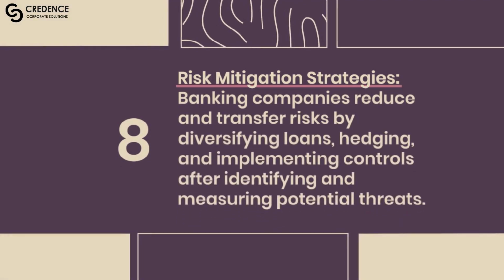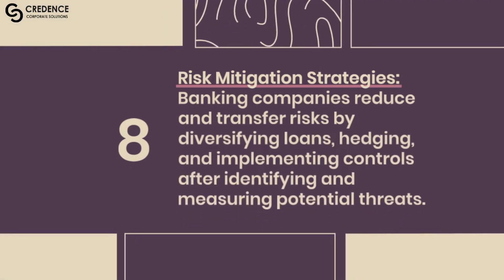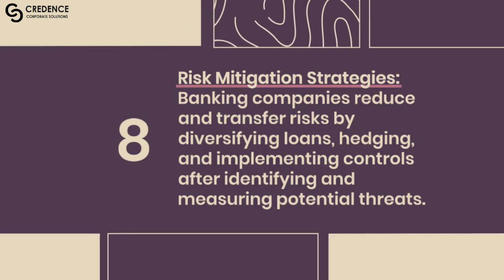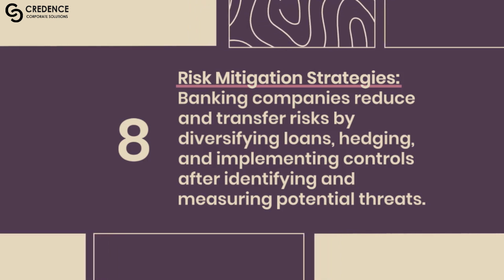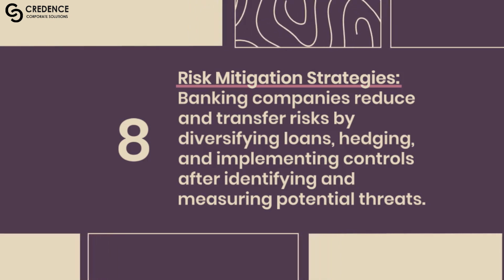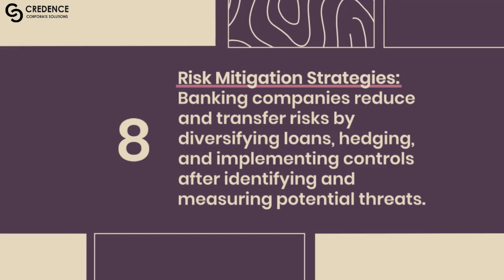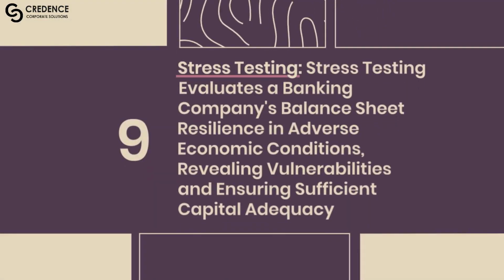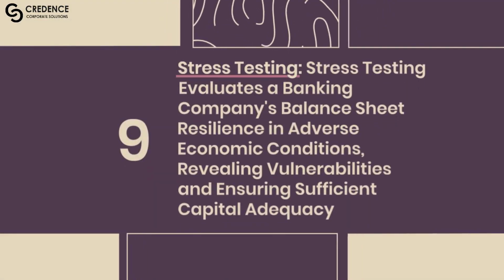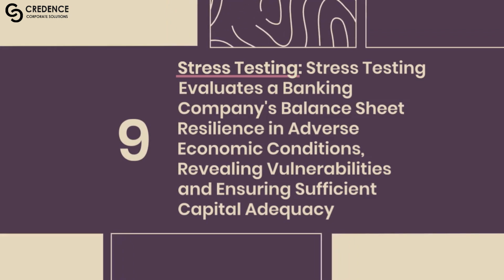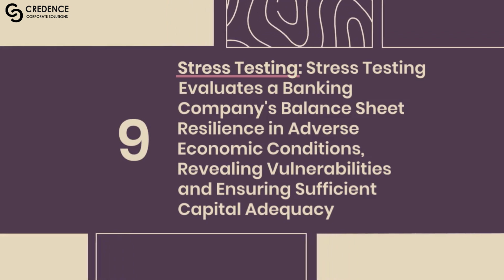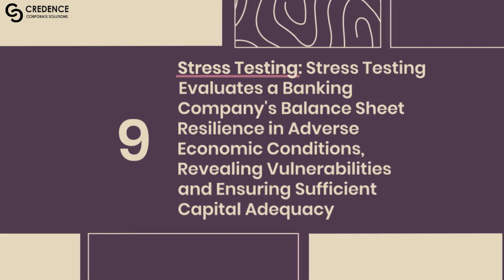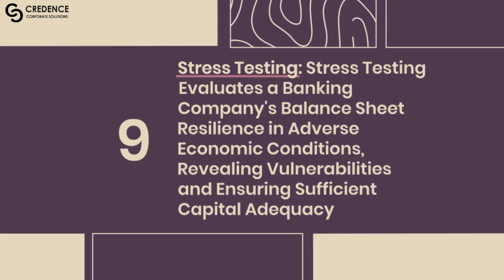8. Risk mitigation strategies. Banking companies reduce and transfer risks by diversifying loans, hedging, and implementing controls after identifying and measuring potential threats. 9. Stress testing. Stress testing evaluates a banking company's balance sheet resilience in adverse economic conditions, revealing vulnerabilities and ensuring sufficient capital adequacy.